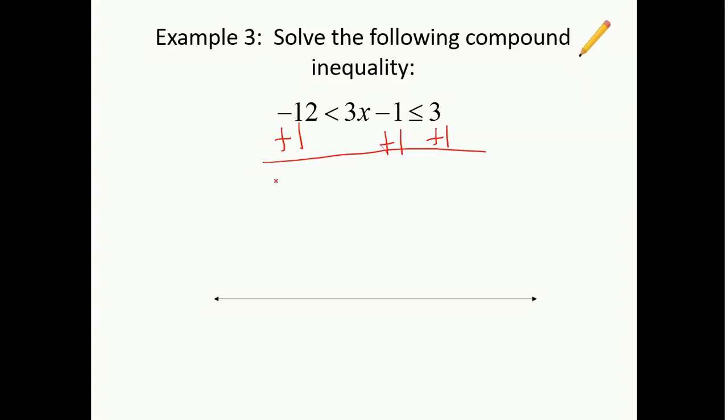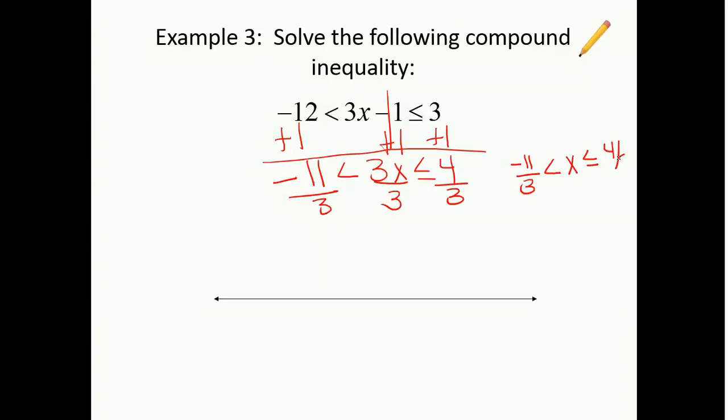So negative 12 plus 1, that's negative 11. Still got 3x in the middle there, is less than or equal to 4. Got to divide by 3 here. I get negative 11 over 3 is less than x, which is less than or equal to 4/3. Now, notice, x is solved for. So now what I want you to do is put my two answers on the number line. I know negative 11/3 and 4/3 are right there. Notice I didn't do a third, but that's okay. I didn't put a third number in there. I only needed 2, really.